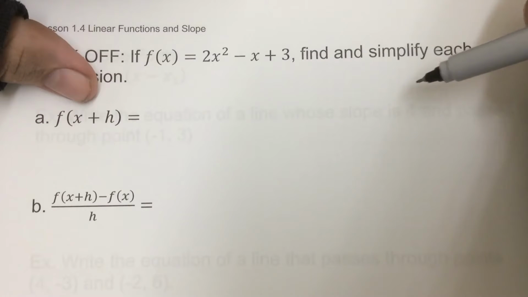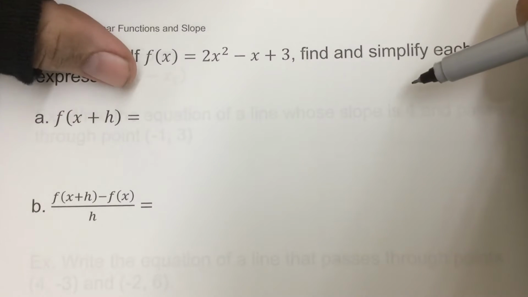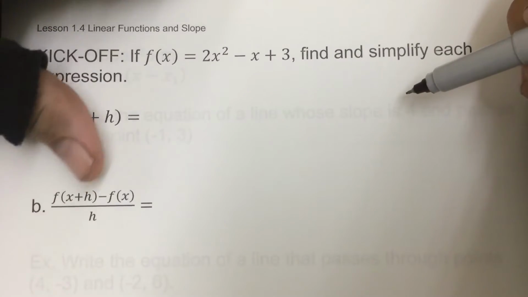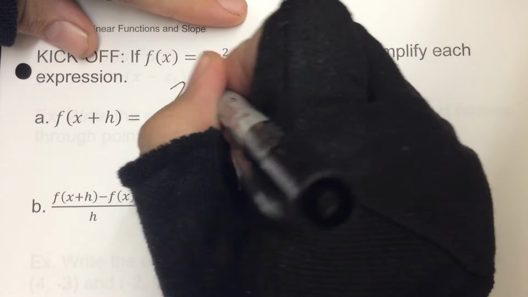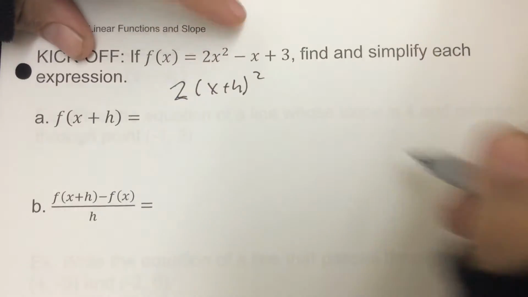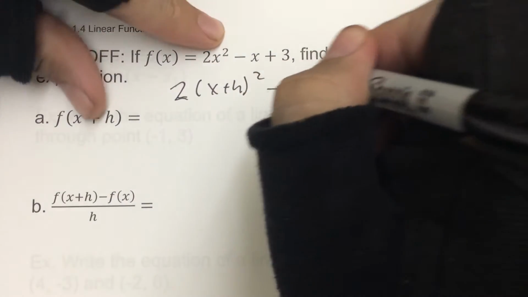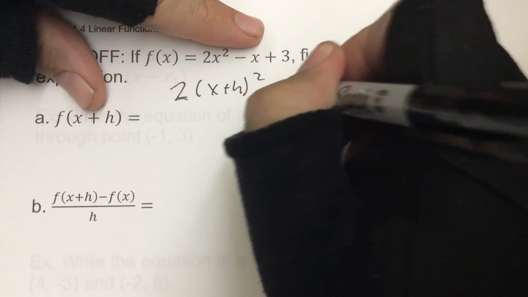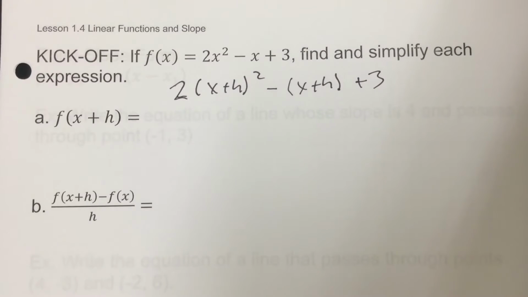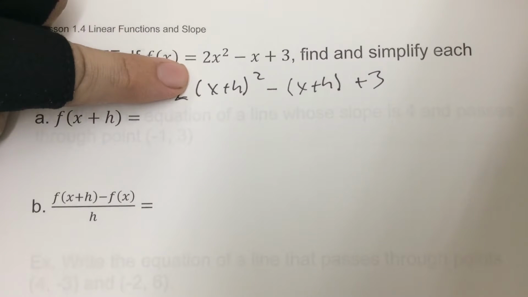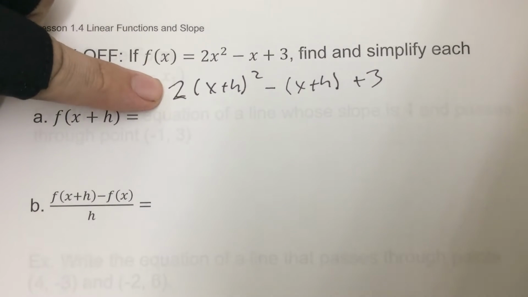First we're going to replace every x with an x plus h, then we're going to put it into the difference quotient. So we would start with 2 parentheses x plus h squared, replacing this x squared, minus that x, so that's going to go to x plus h, and then plus 3. This first part, we would FOIL the x plus h squared and then distribute the 2 in.